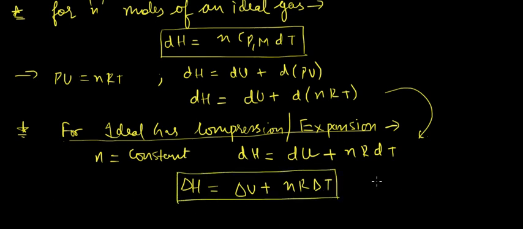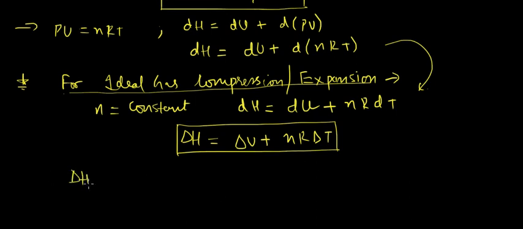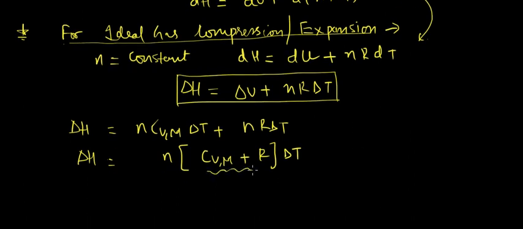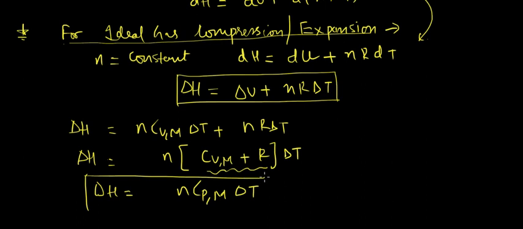And we know that for an ideal gas we can write delta U as n Cvm delta T. So delta H equals n Cvm delta T plus nR delta T. So from here we can take out delta T and n as common, so we can write n (Cvm plus R) delta T. So we know that R plus Cvm is equal to Cpm, so we can write delta H for an ideal gas would be n Cpm delta T.